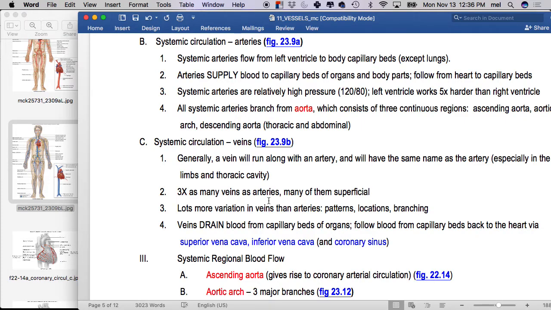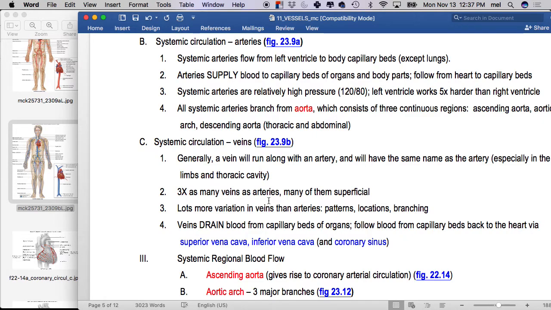But it's not as bad if you remember that you don't name a vein based on how it looks in the picture. You name it based on where it's going, right? So if you've got a brachial artery that's going to here, you get a vein running along with it, and you watch where it dumps. You can say, okay, if this is the one that dumps into the axillary and then the subclavian, I'm going to call this brachial, even if it looks weirder, right?